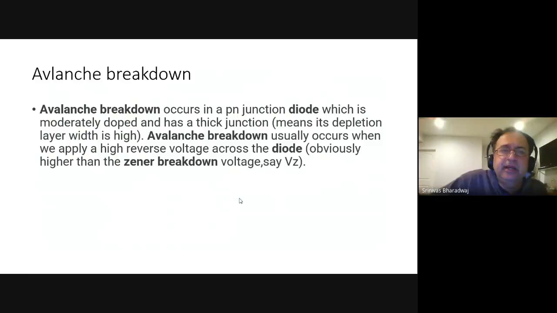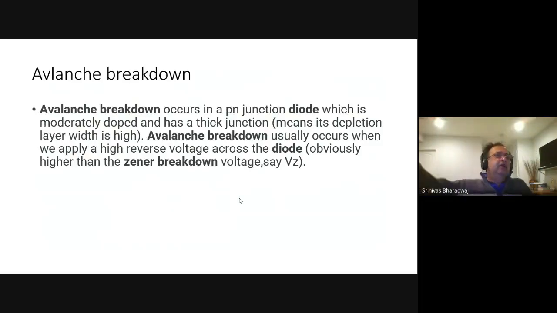So that is called avalanche breakdown. Avalanche breakdown occurs in a reverse bias PN junction diode, which is moderately doped and has a thick junction. That means its depletion layer width becomes broader. Remember that the depletion layer is very thick when you reverse bias. In forward bias, the depletion layer is very thin. So in reverse bias, depletion becomes very thick, but still going against that voltage, you push it beyond the voltage that it supports, the whole thing collapses, and then you have what is called avalanche breakdown.